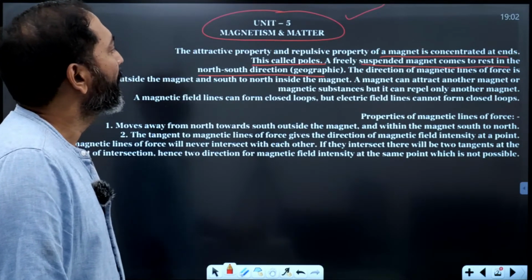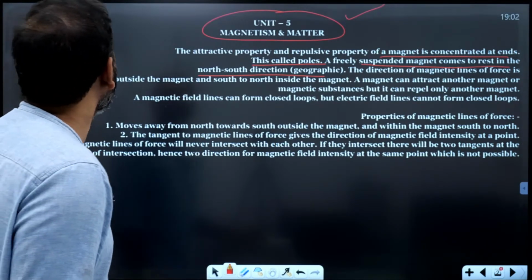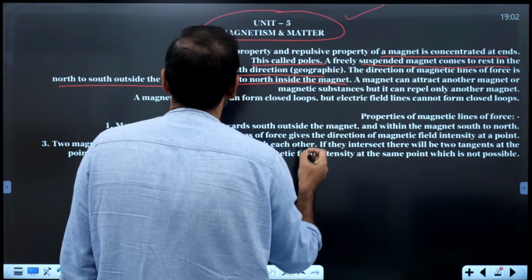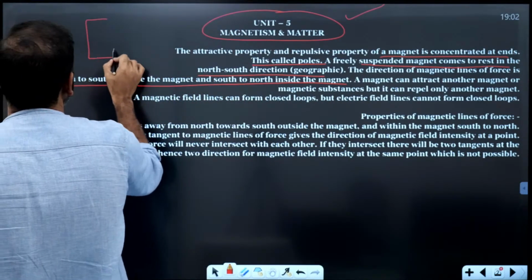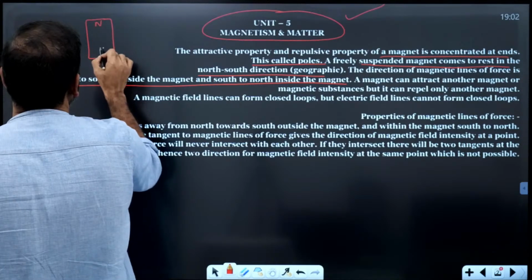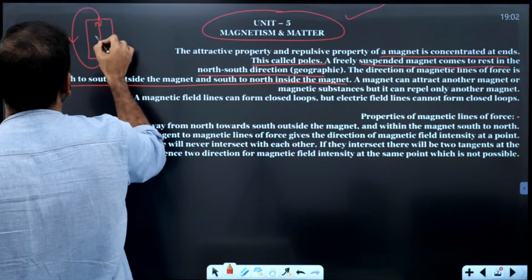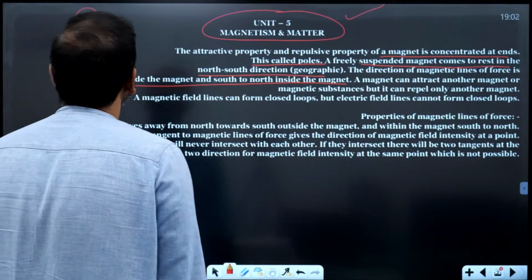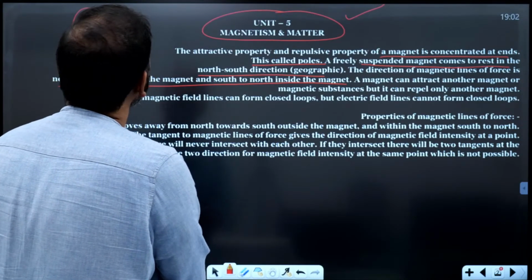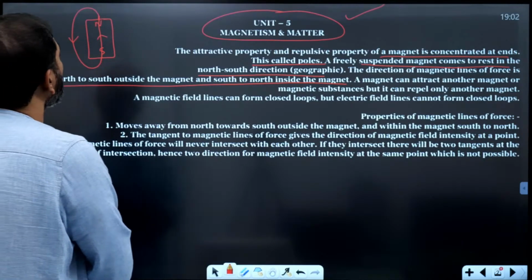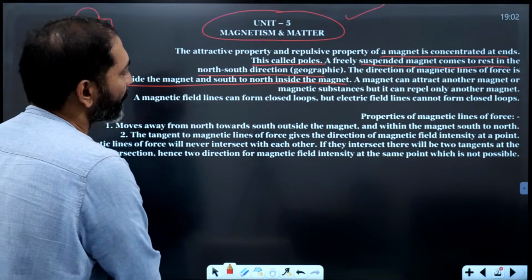Good evening. The direction of magnetic lines of force is what? North to south outside the magnet and south to north inside the magnet. Suppose this is a bar magnet. So you should understand that magnetic lines of force can form closed loops, because the direction is north to south outside the magnet, and within the magnet south to north.